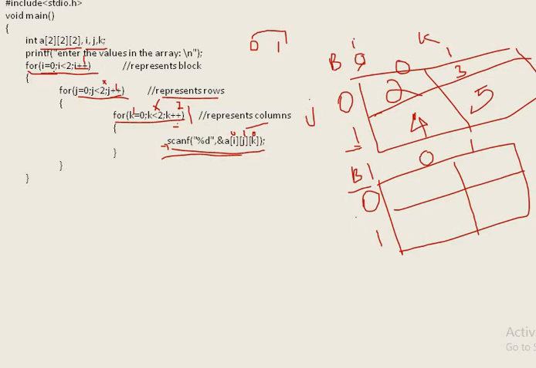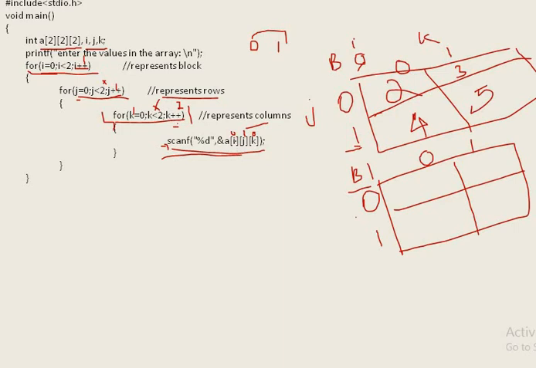Now the condition is tested, 1 less than 2, the condition is true and it enters the second for loop, that is j is equal to 0. J is initialized with 0, the condition is tested, and if the condition is true it will enter into the inner for loop here, and here j is again initialized with value 0, the condition will be tested and it moves to the scanf statement.